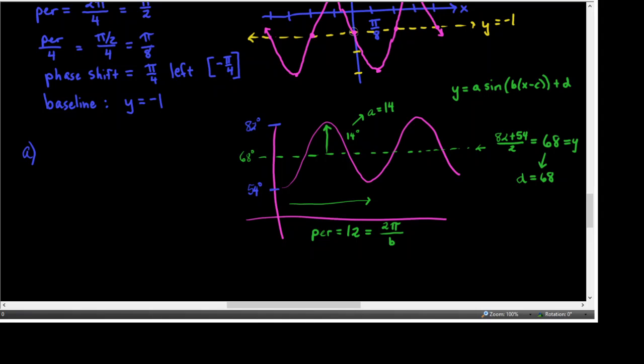Then you can multiply both sides by b, and then to solve for b, divide both sides by 12. Dividing both sides by 12 gives you pi over 6.